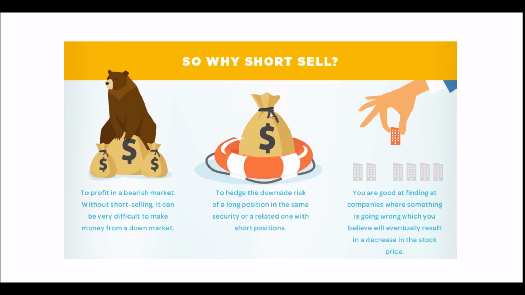All right, let's continue. It says to hedge the downside risk of a long position in the same security or a related one with short positions. The third one says you are good at finding companies where something is going wrong, which you believe will eventually result in a decrease in the stock price. Do you understand that? Good. Now let's break it down and discuss how exactly it works, what exactly happens in the background when you short sell, right? Good.